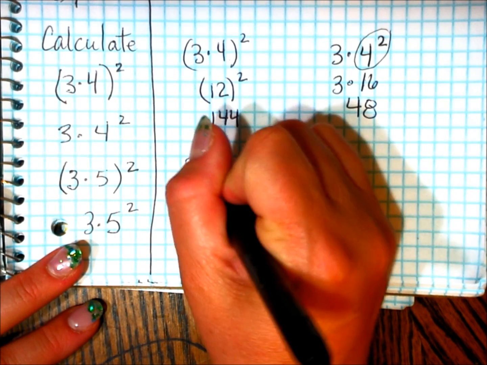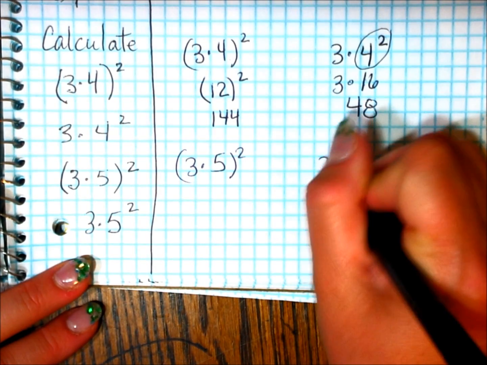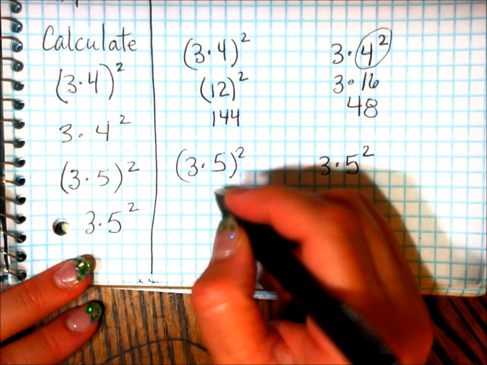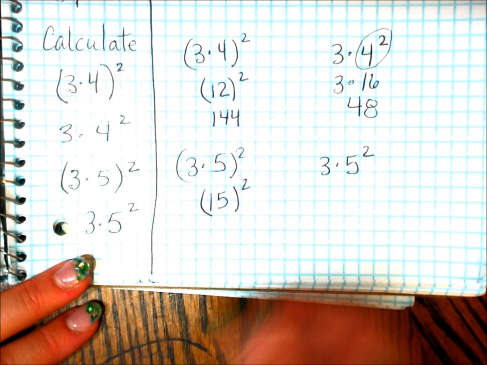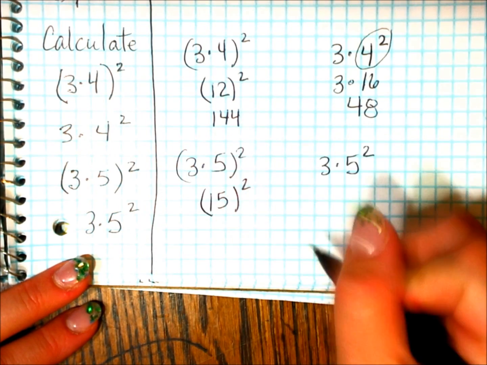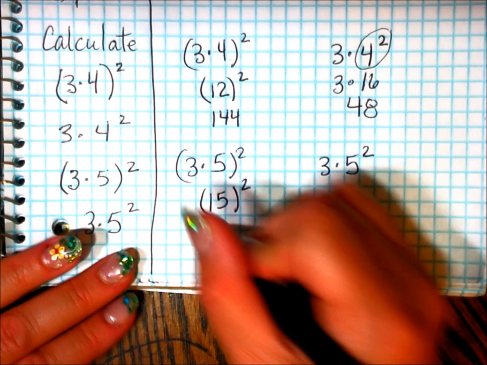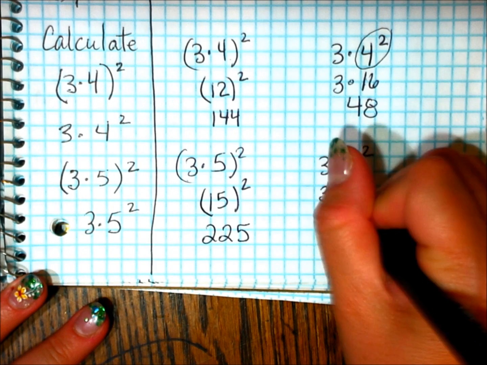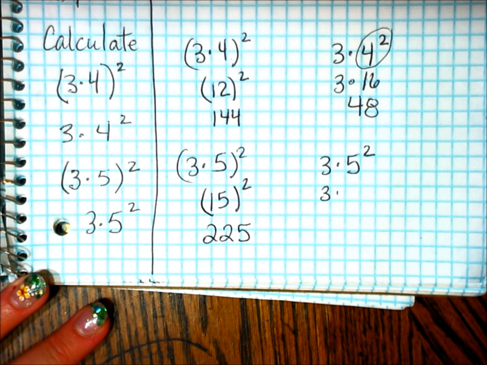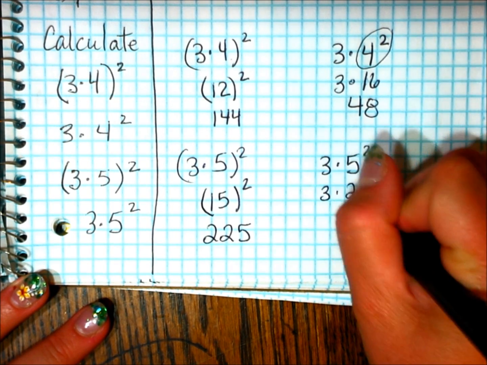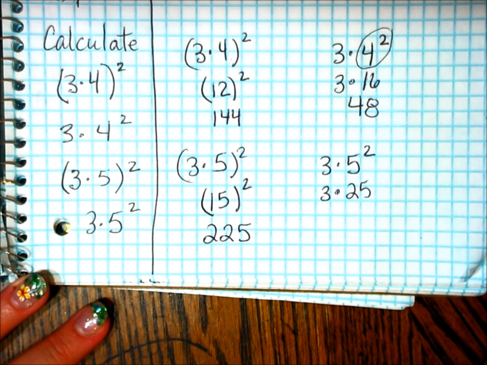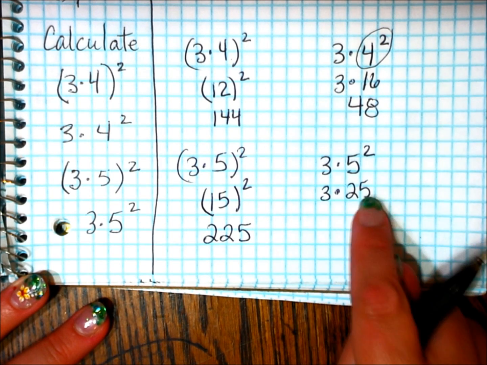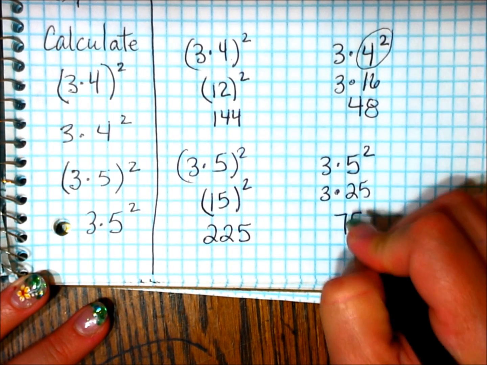Let's do the next one. (3 times 5) squared and 3 times 5 squared. Again, I say my parentheses. 3 times 5 is 15. Exponents. 15 squared would be 225. Over here, we're looking at no parentheses, so we do exponents next. 5 squared is 25. We only have multiplication left. If you can't do this one in your head, think of quarters and a dollar. We have 3 quarters. 3 quarters would be 75.